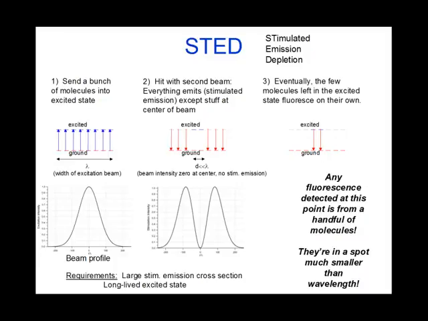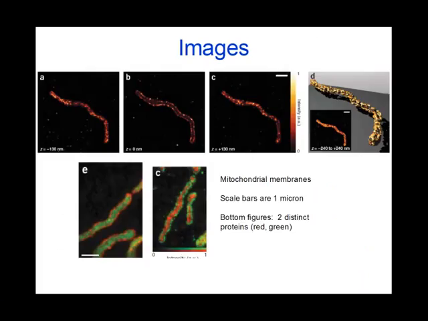If you wait, you'll notice that these did not go back to ground because there's zero intensity there. They will eventually fluoresce later, and so you know that any fluorescence detected later must have been from this tiny region. Nowadays they have a CW version of it, but this is the concept. They get beautiful pictures. These are pictures of mitochondria. They stained for two different proteins. You can see inside and outside.